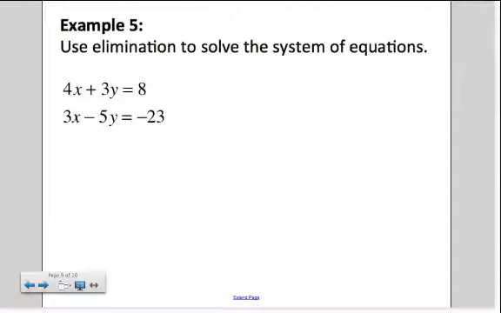All right, here's the last one. Now this one, none of them are pretty. None of them are multiples of each other. None of them are nice. So go ahead, pause the video, try it on your own, and then come back to me and we can work together.